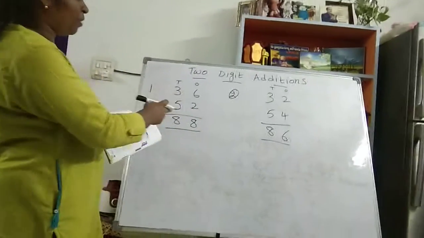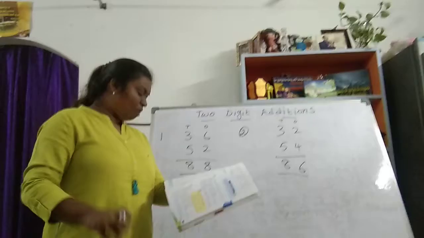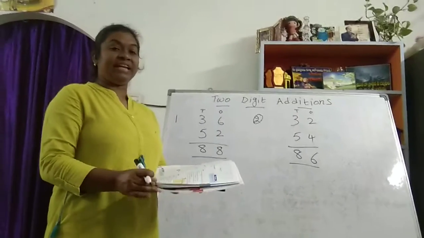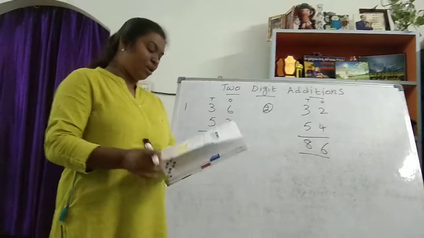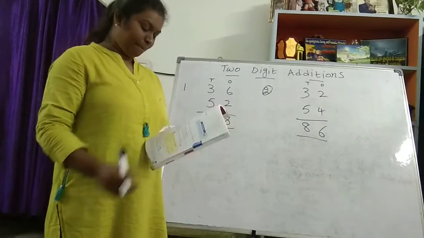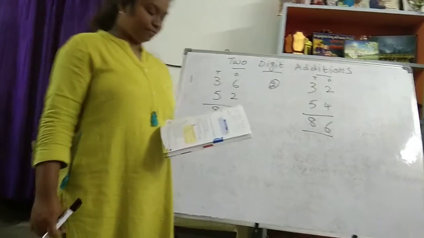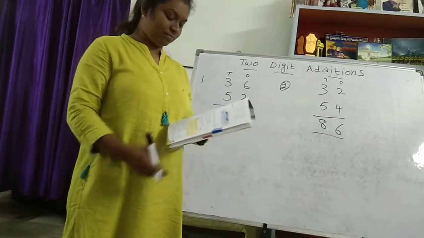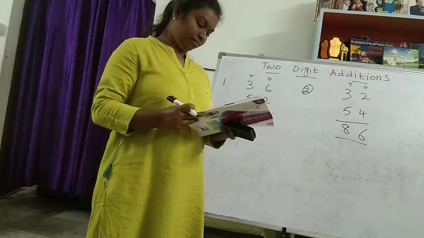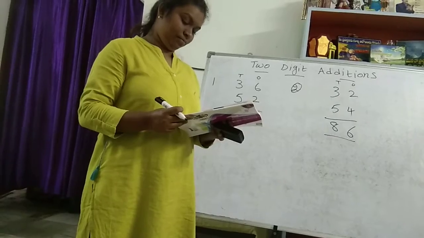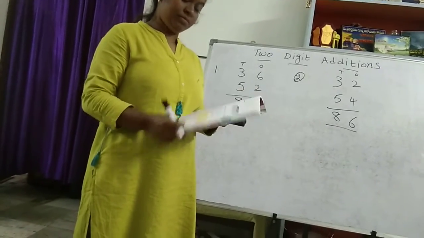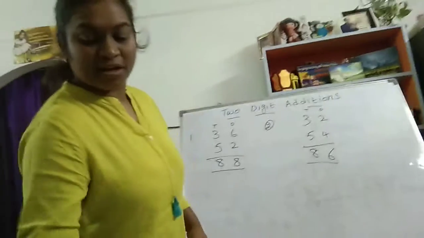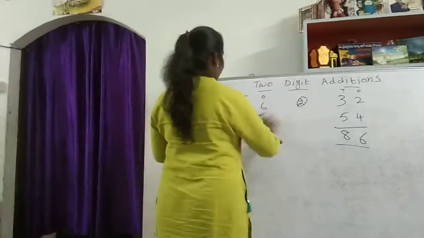Please copy these 2 problems in your classwork. And for your homework, exercise 3.4, page 94 and 95. Page number 94 and 95. Done children? Okay. Now the next concept, page number 95.